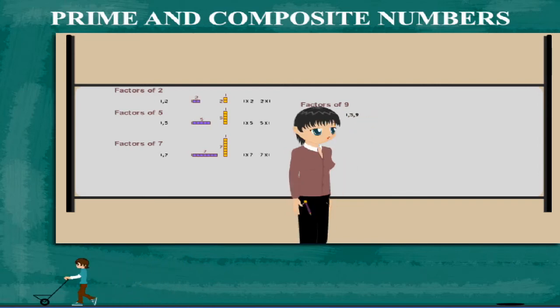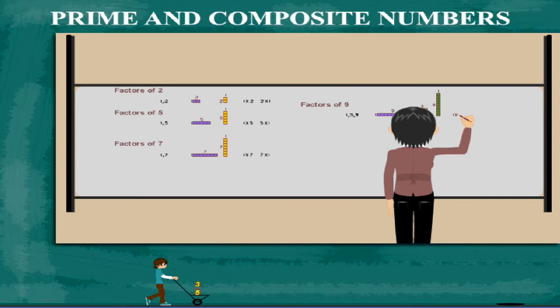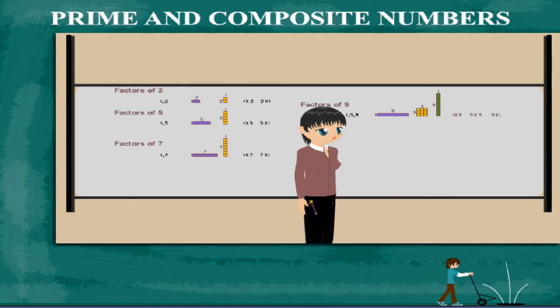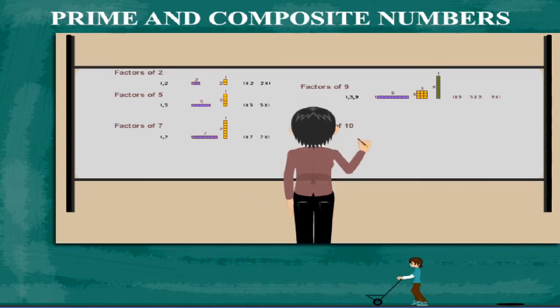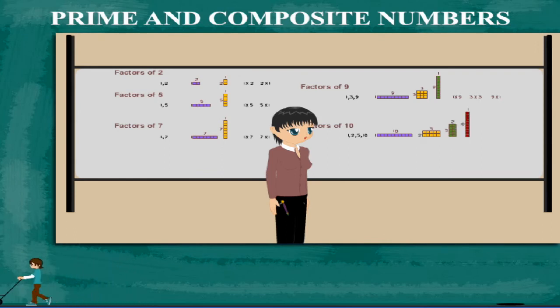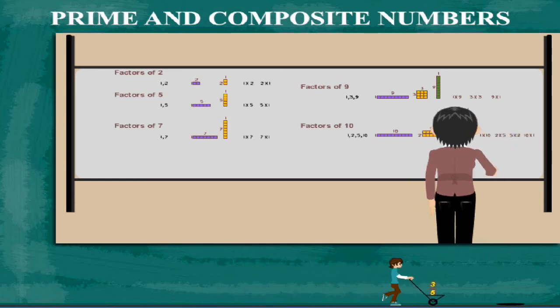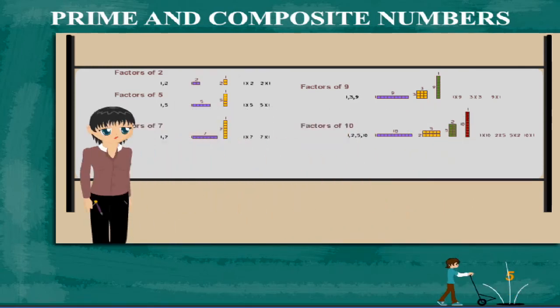Nancy ma'am now writes the factors of 9. These are 1, 3 and 9. This is not a prime number, but is called a composite number. And now, she writes the factors of 10. These are 1, 2, 5 and 10. So, this is also a composite number. We've understood, ma'am.